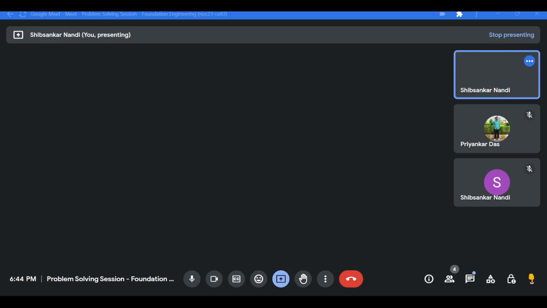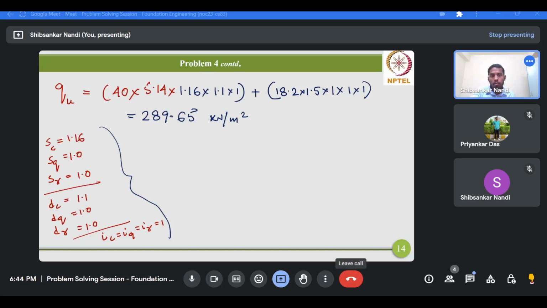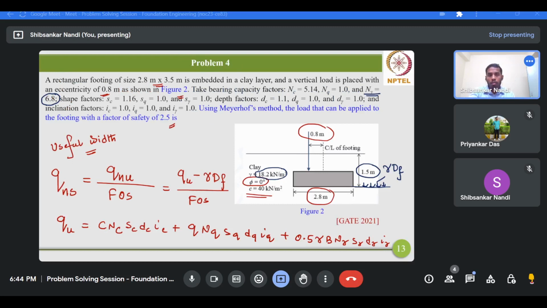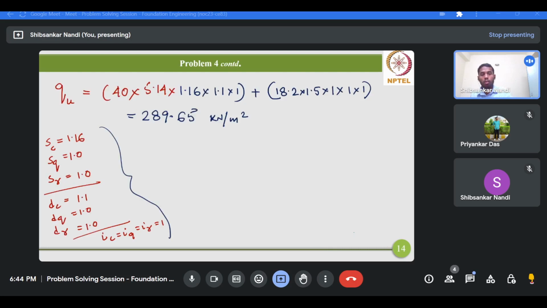Yeah, I made a mistake here. Okay, so please correct this. This N gamma value will be 0. Please just note this correction here. It's quite obvious because for phi equals 0 soil, as per Meyerhof's theory, Nc is 5.14, Nq is 1 and N gamma should be 0. Therefore this third term will not be there. It will automatically vanish.